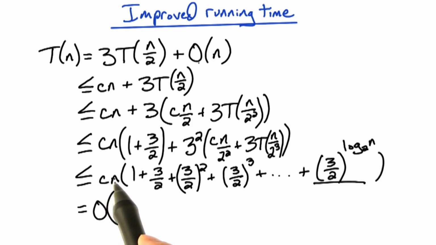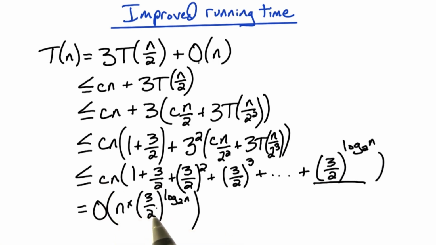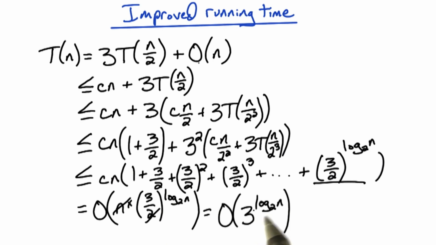So we get an order n for this term times 3 halves to the log base 2 n for this last term. Notice 2 to the log n is the same as n, so those cancel. We're left with 3 to the log base 2 n. Let's convert that into a polynomial. You should remind yourself how to convert this into a polynomial. Let me give you a quick reminder.